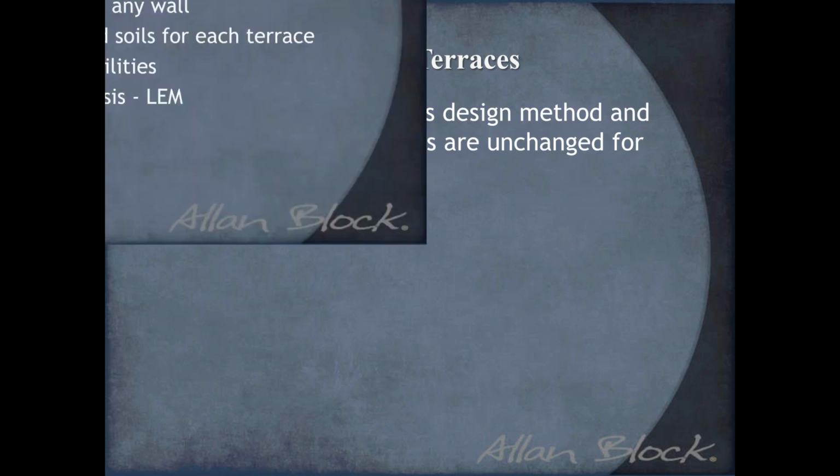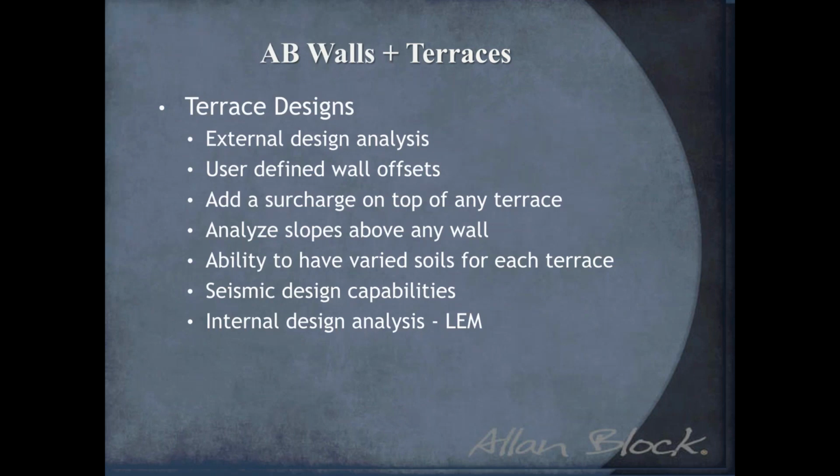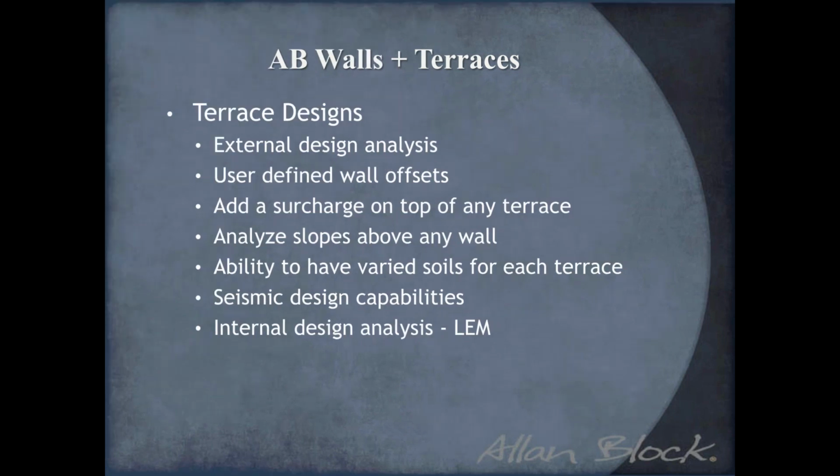So, all right, let's talk about terraces. As wall designers, we know what we're looking for. Wall designs of any shape or size, we need to start with external stability. Make sure our sliding and overturning and so forth are adequate. We're going to be looking at them for each individual wall within a terrace. Each terrace or each wall cross section, you'll have the flexibility to do different heights or wall offsets. You'll be able to do surcharges on top of any terrace or, of course, above the top wall. You're going to be able to analyze slopes above any of the walls as well as the top wall. And the ability to do varied soils for any one of the terraces.